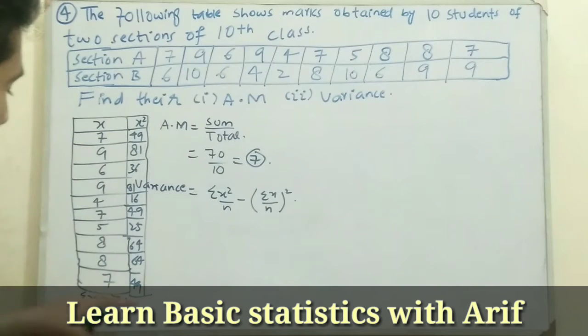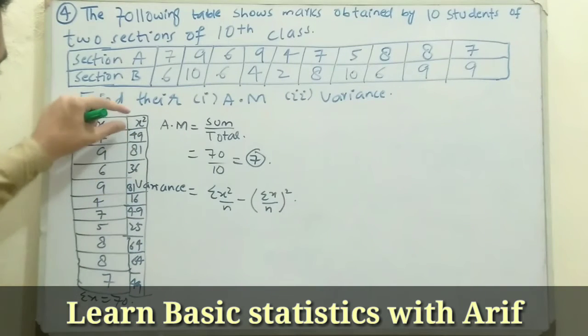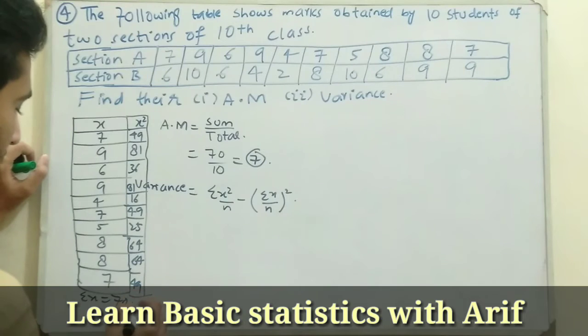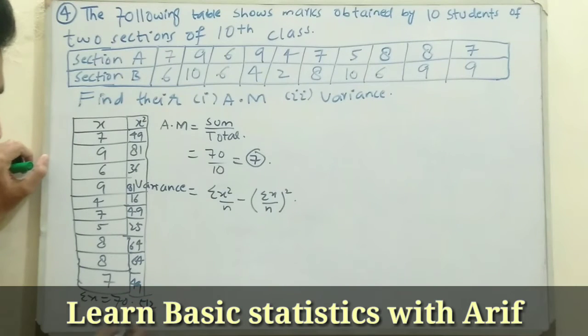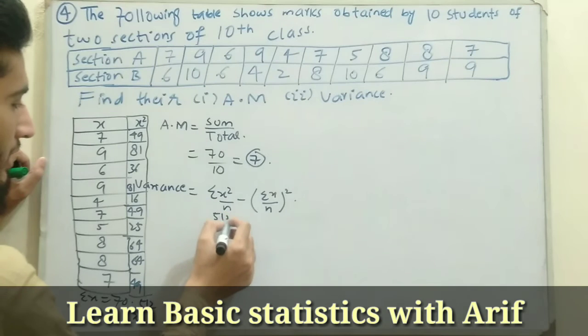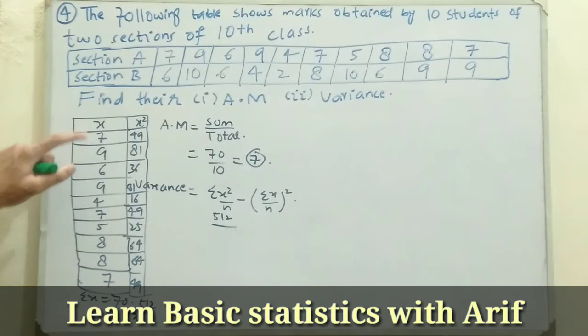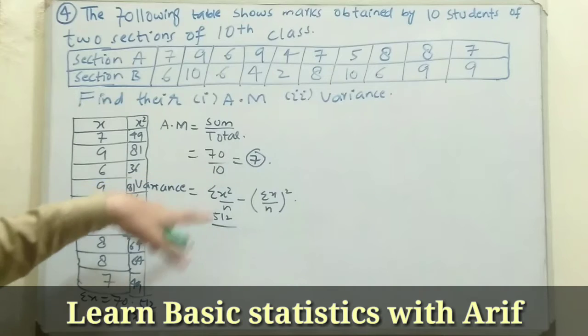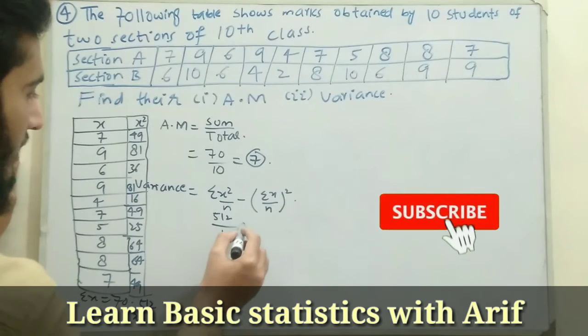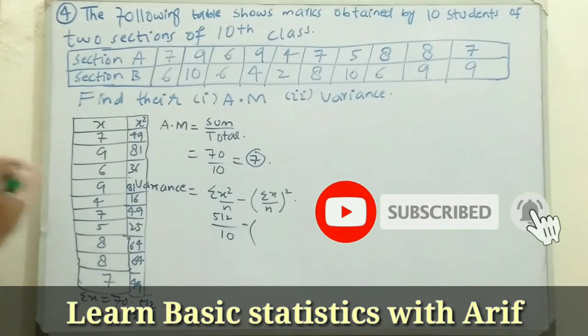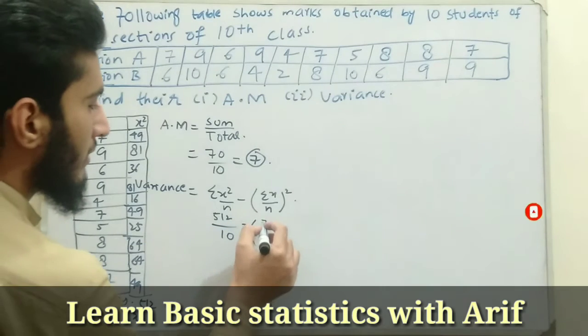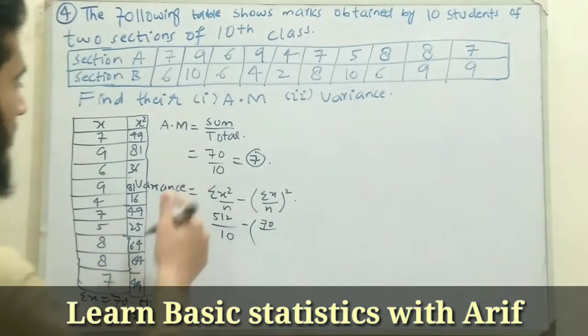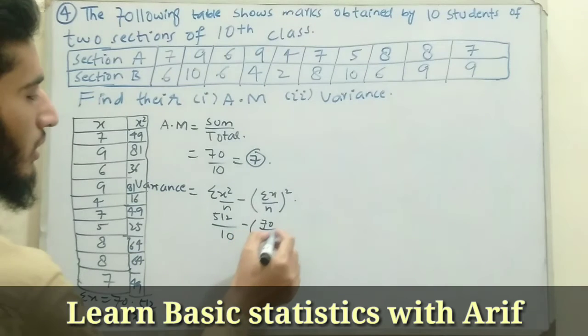Adding all these numbers gives us the summation of x square, which is 512. So put 512 over here, divided by n, the total number, which is 10. After this, minus summation of x over n. Summation of x is 70, and divided by n, the total number, which is 10, whole square.